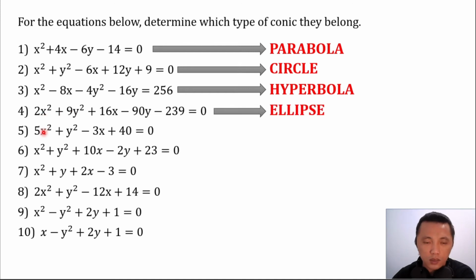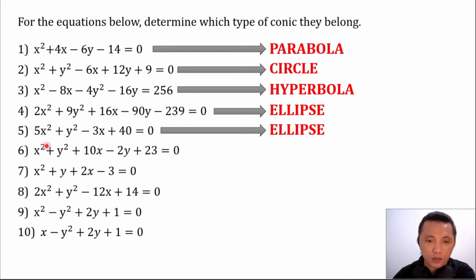This is an ellipse. So you have 5x squared plus y squared minus 3x plus 40 equals 0. They don't have the same value, but they have the same sign, so this is an ellipse. x squared plus y squared plus 10x minus 2y plus 23 equals 0. This one is easy, circle.